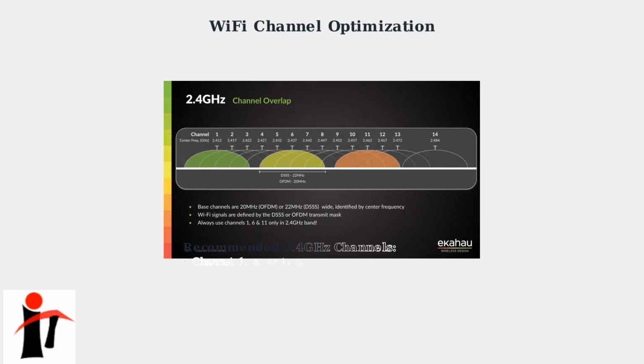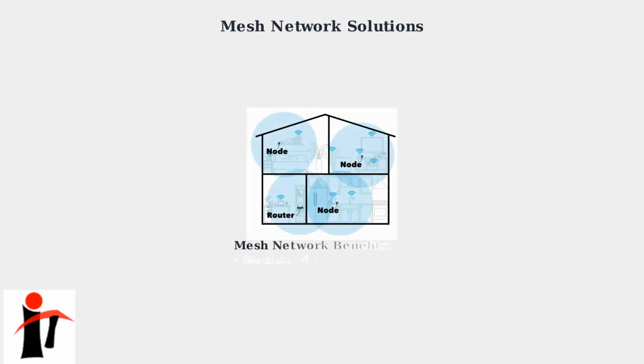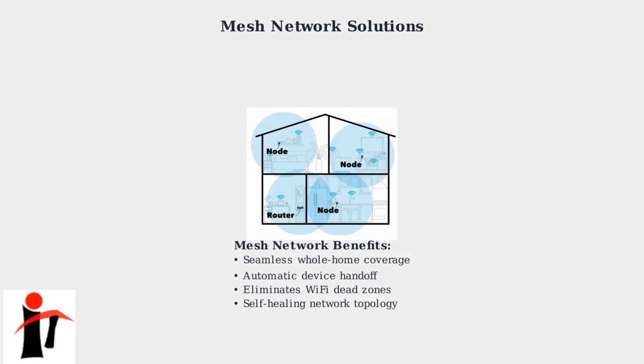Optimize Wi-Fi performance by selecting the right channel. For 2.4 GHz networks, use channels 1, 6, or 11 to avoid interference from neighboring networks. For persistent connectivity issues, consider mesh network systems. These provide seamless coverage throughout your home and eliminate dead zones that affect EETV box performance.